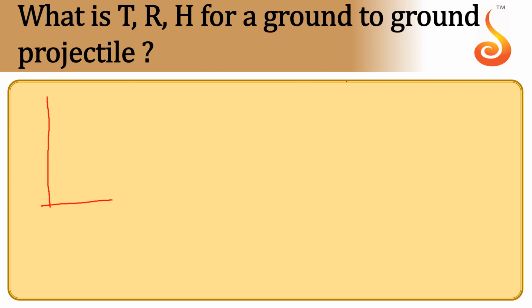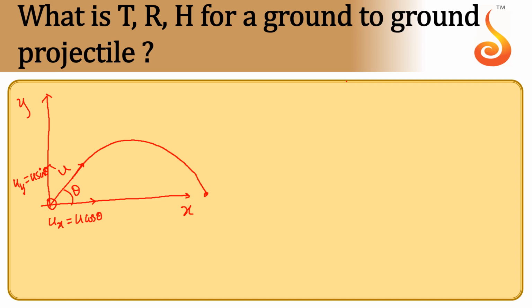So I'm going to redraw the diagram which we have drawn. X, Y. A projectile is projected from point O with a velocity u at an angle theta with the x-axis. That means the velocity of the projectile along x direction is u cos theta, and velocity of the projectile in y direction is u sin theta, and the projectile will go in a parabolic path and finally reach a point P.